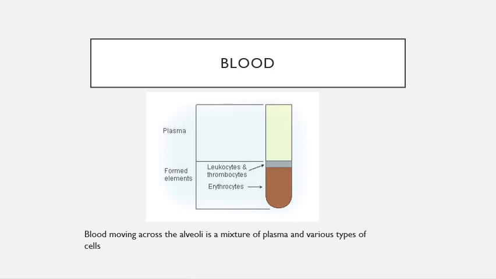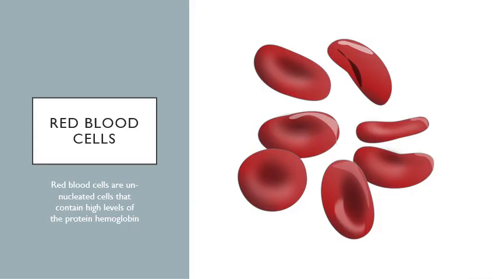So blood becomes central to this because blood is what we're going to use as our primary carrier. Blood moving through the alveoli is a mixture of plasma and a whole bunch of different types of cells. We always think red blood cells. So if you look at blood, a good portion is the red blood cells, some is the white blood cells, but more than half of it is just this solution of plasma.